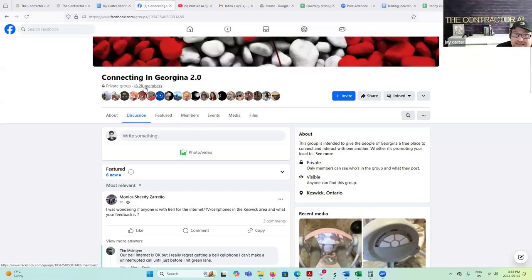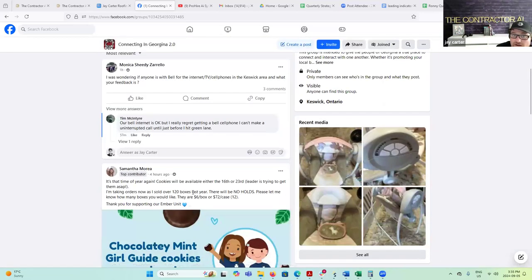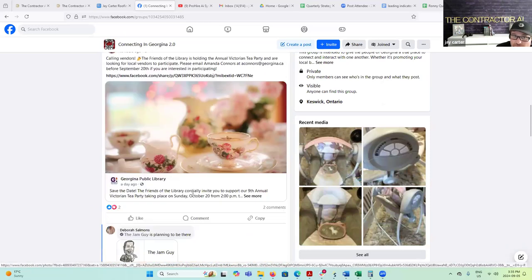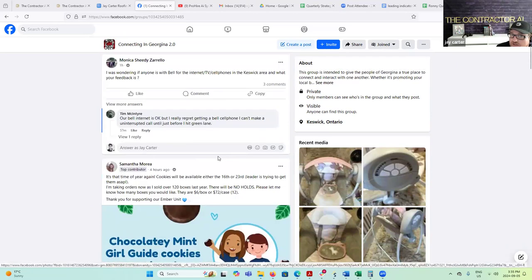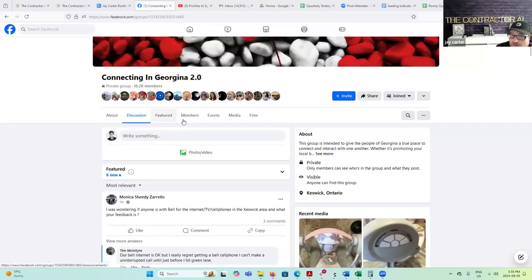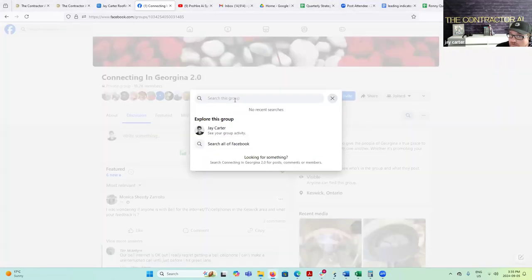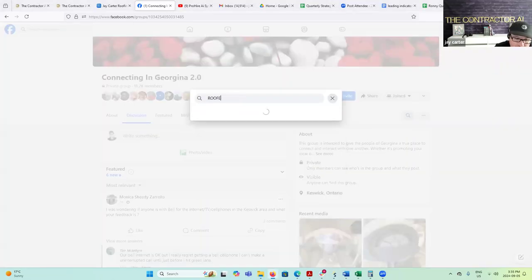Again, if I'm looking at a community group, take this one, for example, this one's where I live in Georgina. There's 18,000 members. And just look at the forum. People are coming there asking for services, right? If I search this group, let's just say roofers.